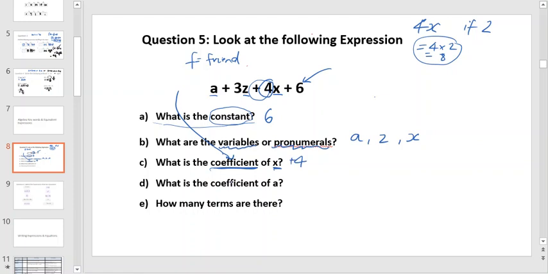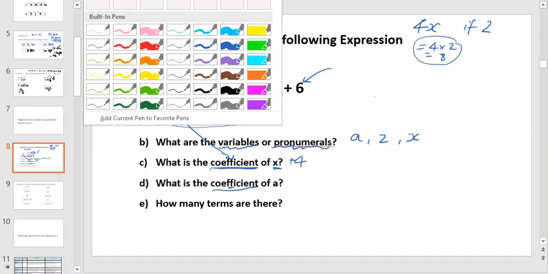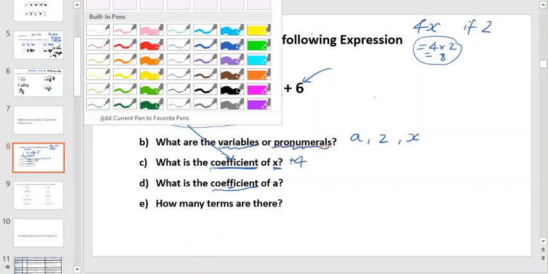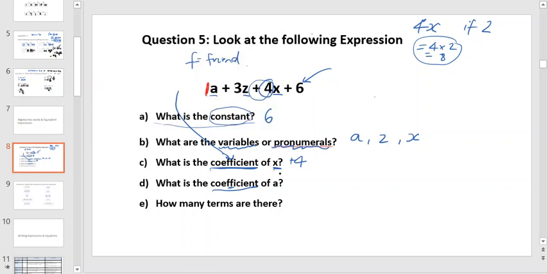D, what is the coefficient of a? So once again, the coefficient, we've got double F for best friends. So a's friend. Now, you might notice there's nothing there. So you might think it's 0. There's nothing there. We know in algebra, there's an invisible 1 there. Okay? So the coefficient of a is 1. Okay? And it's also a positive 1 because there's no negative there.